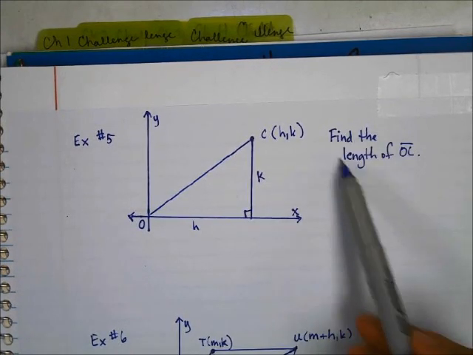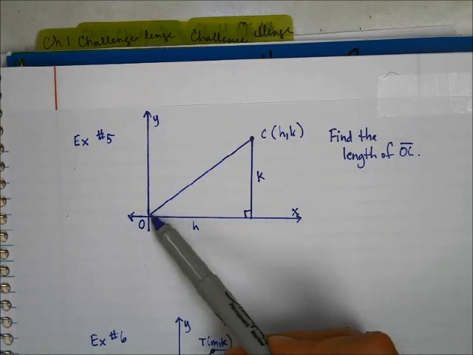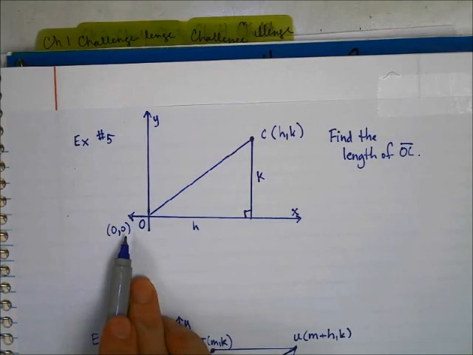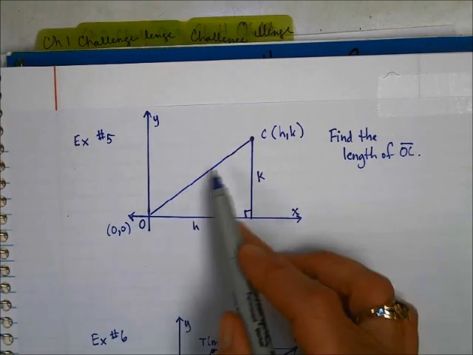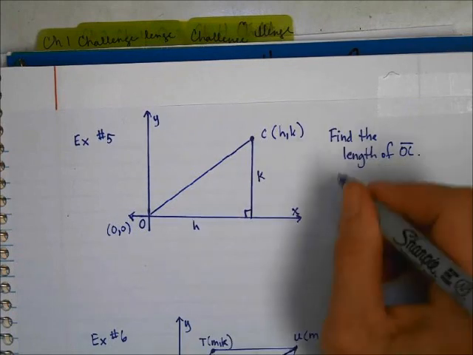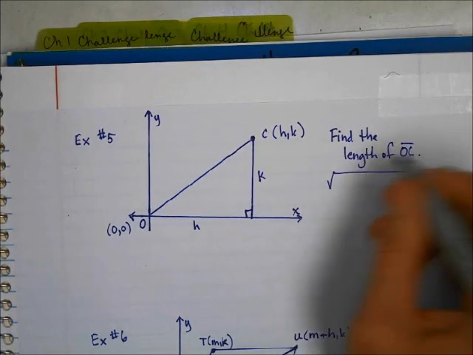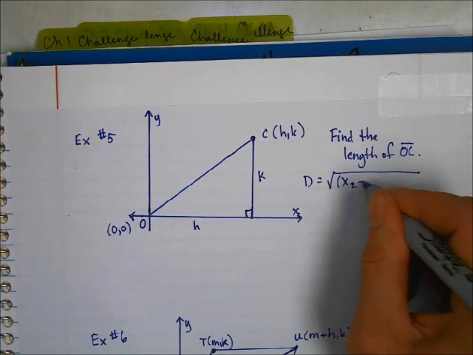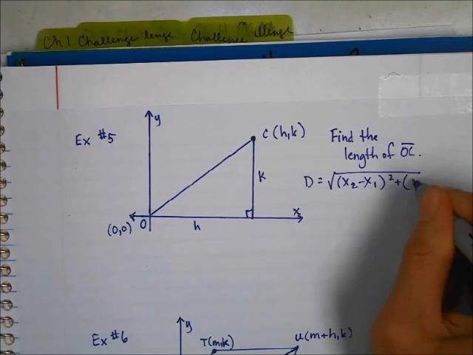But we want to find the length of OC. So we're going to find the distance, and remember, O is at the origin, so it is safe to say that the coordinates of the origin are 0, 0. If we want to find the length of OC, there are several ways we can do it, but probably the distance formula is the way to go. So let's write the distance formula out.